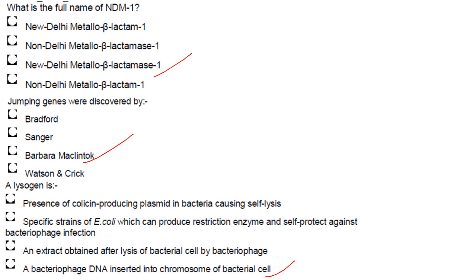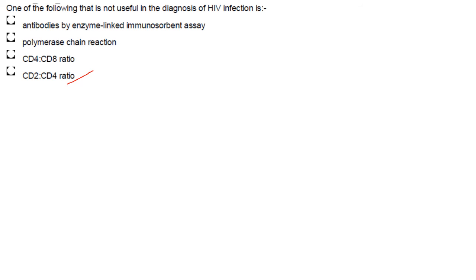Then jumping genes were discovered by Barbara McClintock. Answer is option C. A lysogen is a bacteriophage DNA inserted into chromosome of bacterial cell. So answer is option D. Then one of the following that is not useful in diagnosis of HIV infection is. So CD2 to CD4 ratio is not useful.